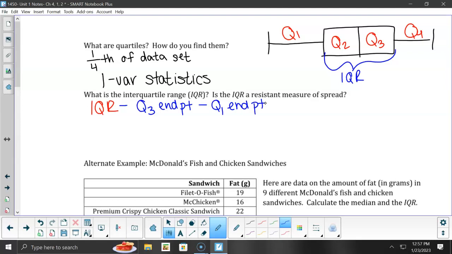Now, what do you think about IQR? Would IQR be a resistant measure of spread? Why? Where are the outliers? Outliers are going to end up being outside, like Q1, Q4. So IQR does end up being a resistant measure of spread.